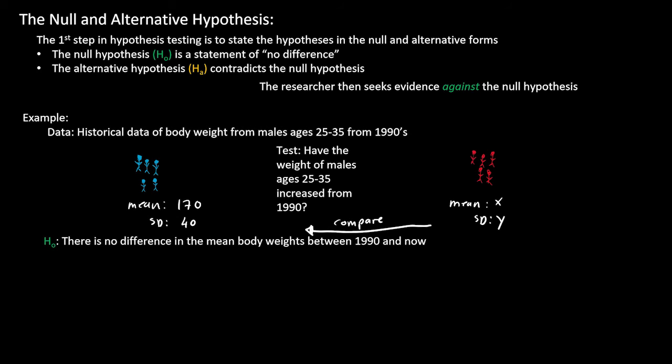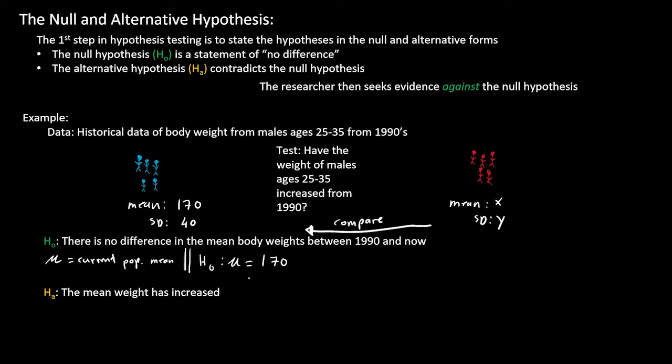Now, under the null hypothesis, which remember is a statement of no difference, we state that there is no difference in the mean body weight between the 1990s and now. Let's provide some labels to make sense of this, and we'll let mu represent the current population mean, the mean body weight that we just collected in 2021. If the null hypothesis is that there is no difference between the body weight in 1990 and the current population body weight, then mu is equal to 170 pounds. There's no difference. And the alternative hypothesis would be the opposite.